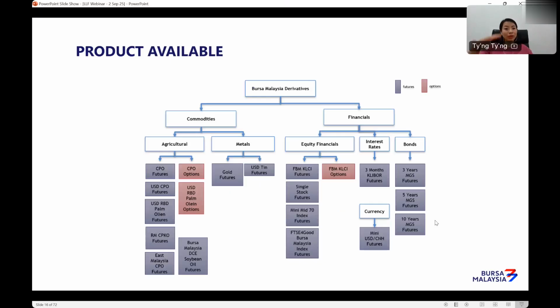Now, these are all the products available under Bursa Malaysia Derivatives. You can see that we separate them into different areas, and we have about 20 products under Bursa Malaysia Derivatives.